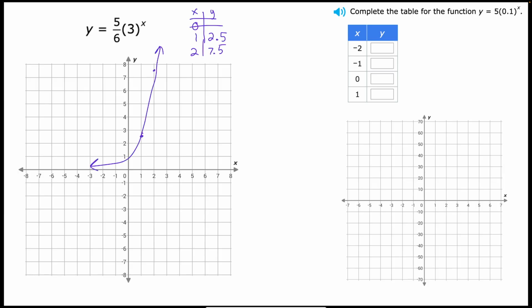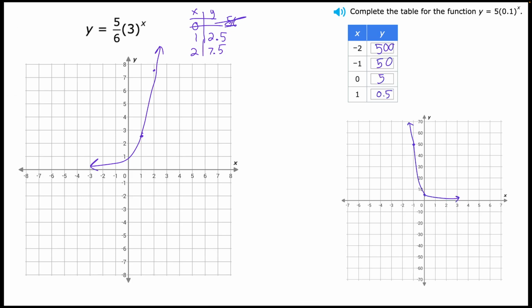Okay, for the first problem, they did not give you a table, so you can sort of generate your own. Unfortunately, 0 gives you 5/6, which is just a weird decimal, so you can't really use 0 here. So instead I did 1 and 2, because that gave me 2.5 and 7.5, and those were easy enough to graph.